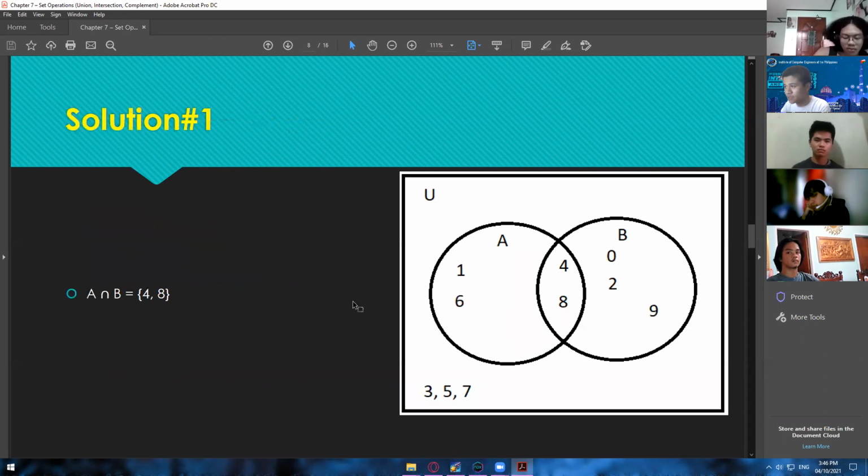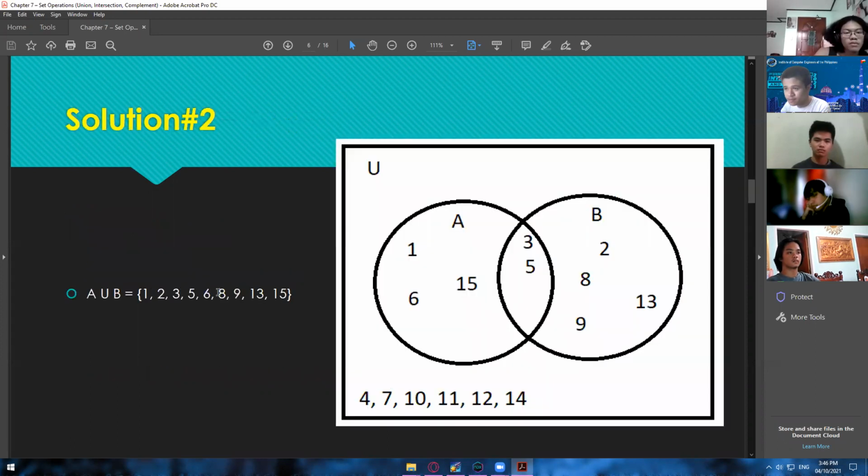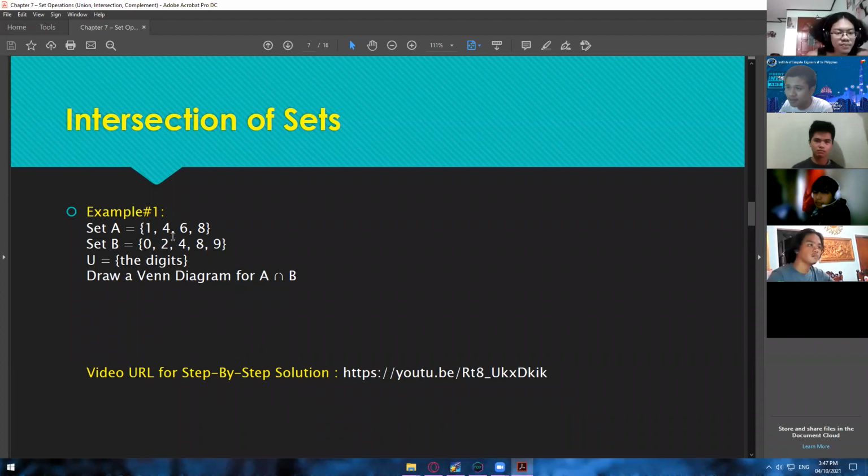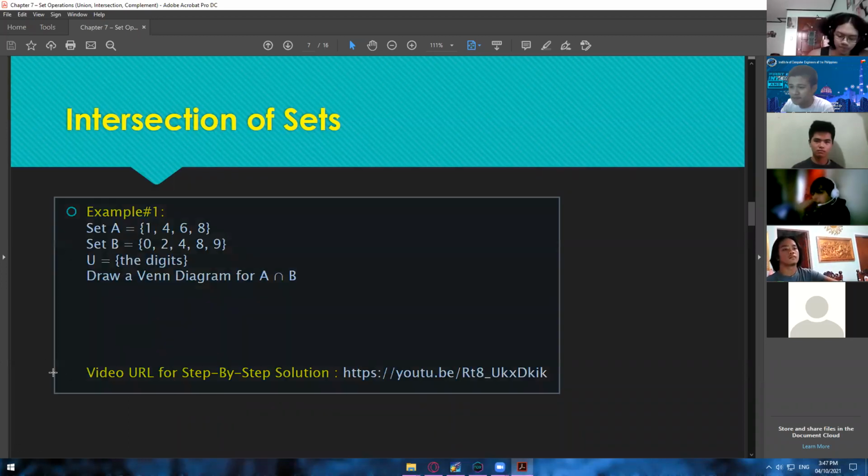Here is the solution for this one. But before that, let's check first. What are their commonalities? Anyone who would like to answer? What are their common elements? Okay, 8 and 4. I think that's it only, and the others are now unique.